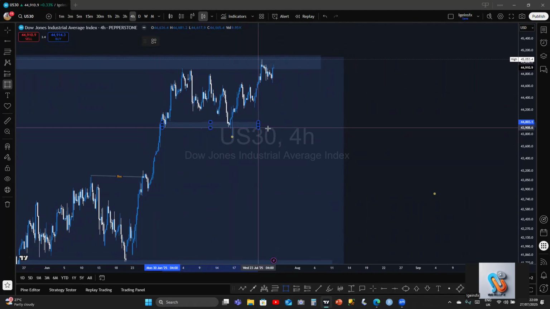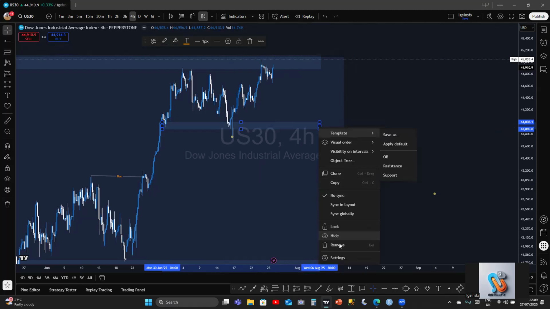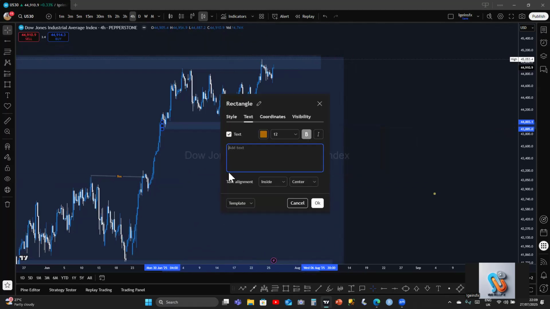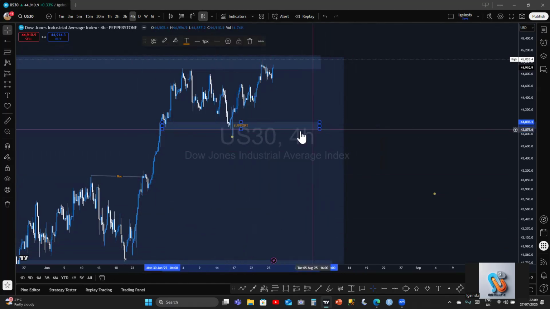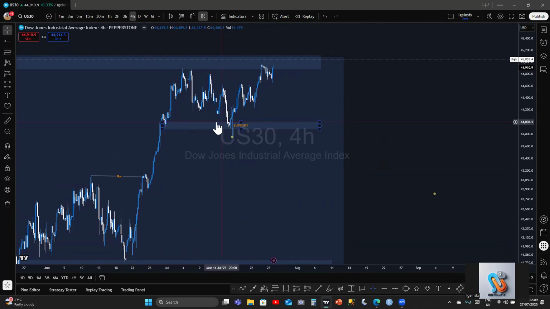There's also a level here, a support level, because the other one is far below, but there's another support level here. But this is a POI. Price came to this level, and it rejected from here.